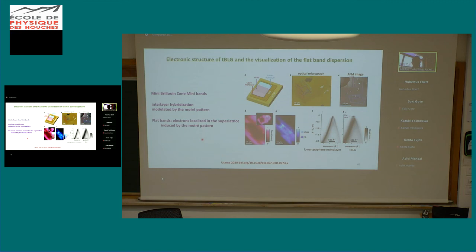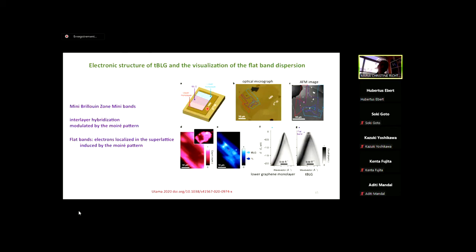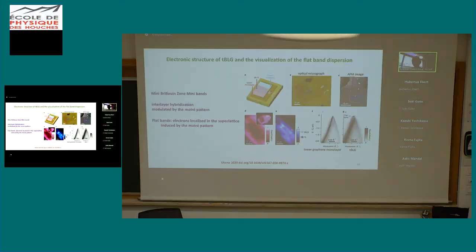In the study, you have the sample on hexagonal boron nitride, which is always used to encapsulate graphene and as a substrate as well, to pick it up from the substrate. Here you have the lower graphene monolayer, here the upper graphene monolayer, and in the green area, you have the twisted bilayer graphene. This is shown on the sample with a micrograph.